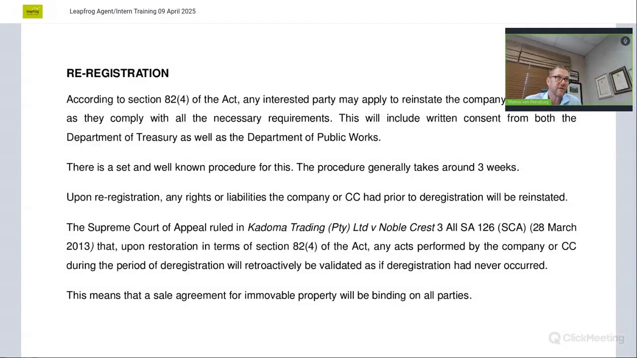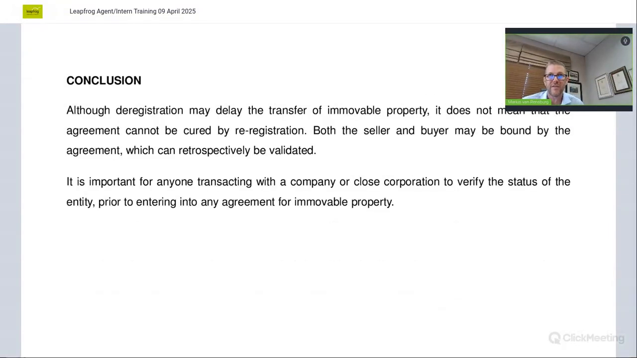Okay, so what this means is, if I enter the agreement of sale as a purchaser with a seller who is a deregistered company, I can walk away from the transaction. But if that company goes and re-registers in terms of the re-registration process, well, hey presto, everything becomes okay. All the ills are cured, and the agreement is now binding on the parties. So again, the conclusion here is that the defect can be cured, but the bigger lesson to be learned is don't put yourself in that situation.